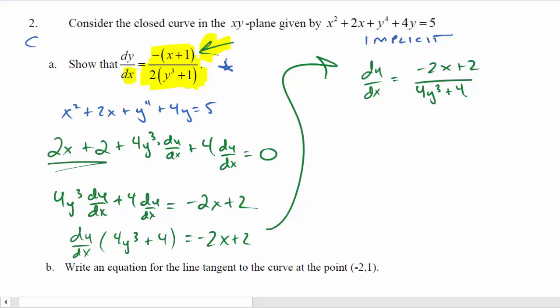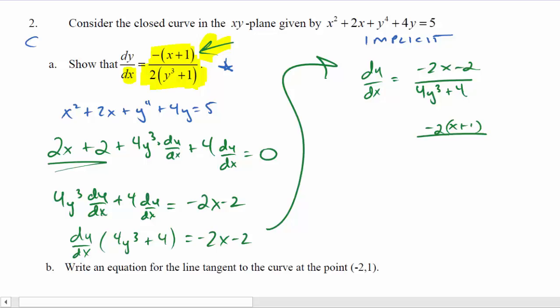How do we get a negative parentheses x plus 1? Well, we take a look at this. If we want an x plus 1 on top, we're going to have to factor out a negative 2. Oh, I just realized I made a mistake. Here, it should be 2x minus 2. 2x minus 2 and 2x minus 2. And if I factor out a negative 2, then I get a plus 1 here. So again, even if I make a mistake, I can quickly recognize what the mistake was and fix it.